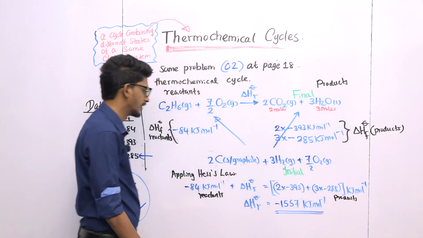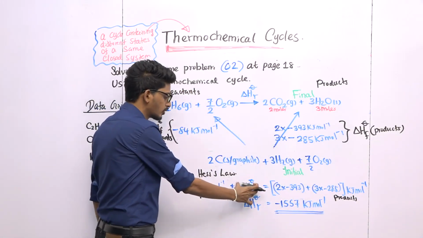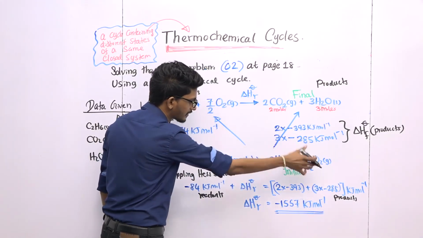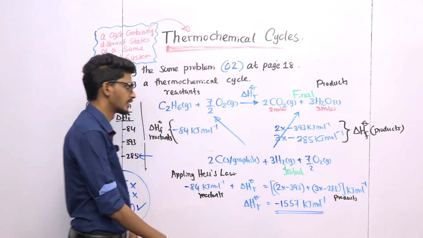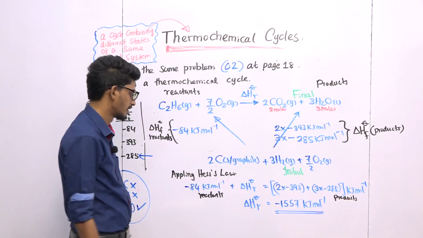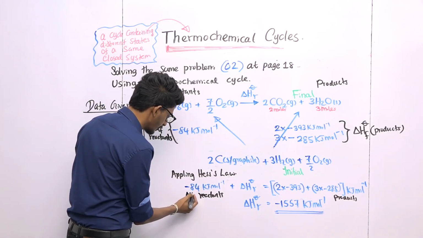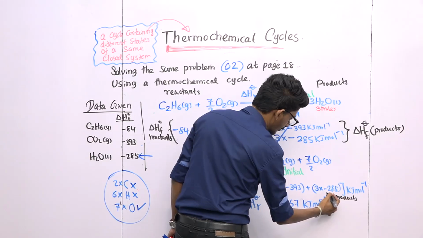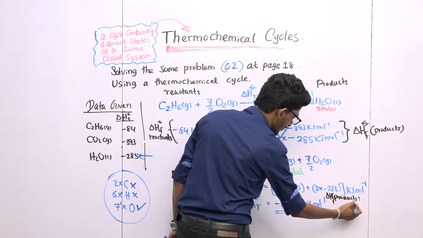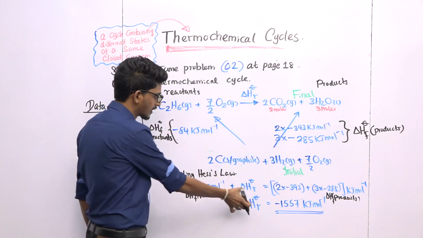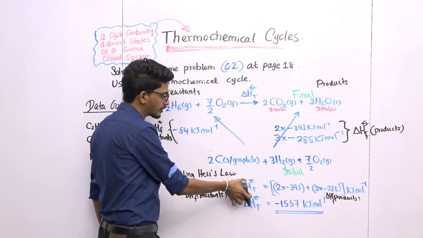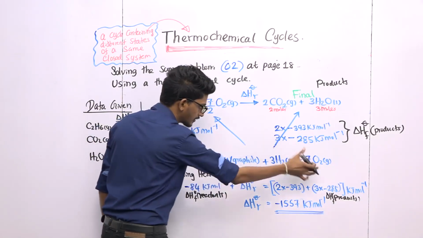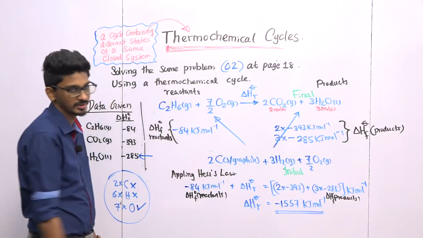So ΔR, ΔH of reaction, is equal to ΔHf of products minus ΔHf of reactants. Right? That equation comes from here. Making ΔR the subject, it is going to be ΔHf of products minus the reactants. That is how the equation is made.